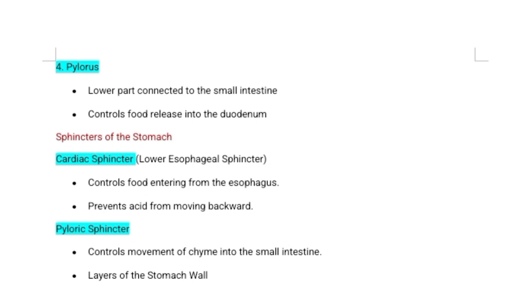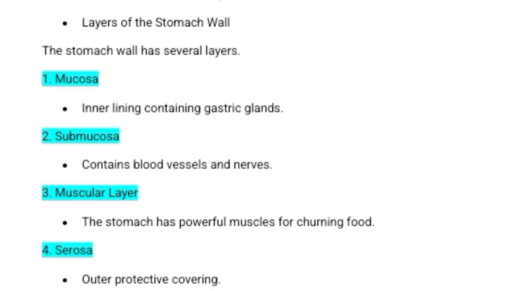Sphincters of the stomach. Cardiac sphincter, lower esophageal sphincter, controls food entering from the esophagus, prevents acid from moving backward. Pyloric sphincter, controls movement of chyme into the small intestine. Layers of the stomach wall. The stomach wall has several layers.